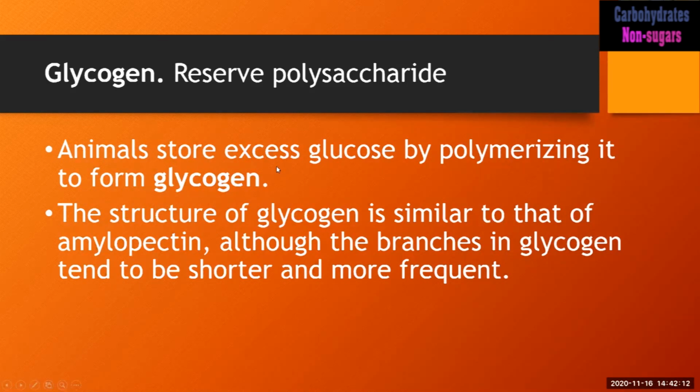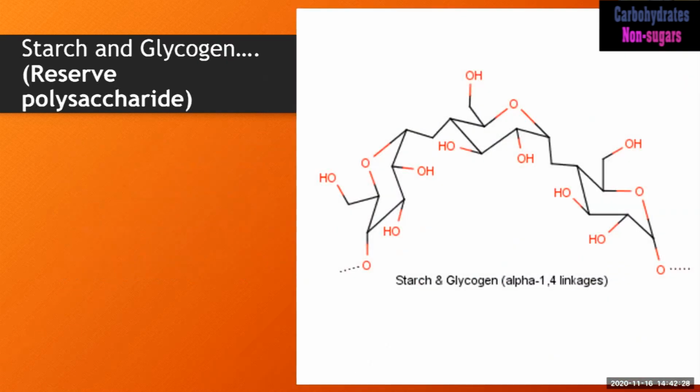The structure of glycogen is similar to that of amylopectin, but the major difference is that in glycogen the branches are shorter and more frequent. This is the difference between starch and glycogen. Starch is a reserve polysaccharide, and glycogen is also a reserve polysaccharide, but in animals and human beings. In starch, there is a branch after every 13th residue, whereas in glycogen the branching is short and frequent.